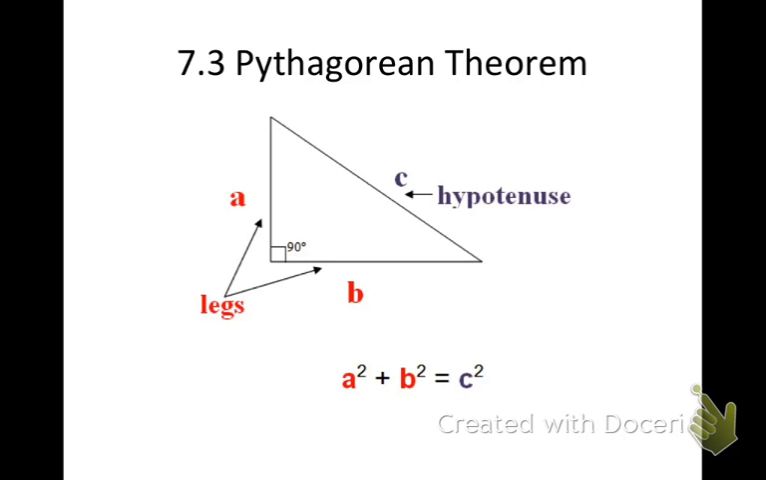We are starting section 3 of chapter 7, which is the Pythagorean Theorem. So please write this down in your notes. Also copy down the picture and copy down the formula.